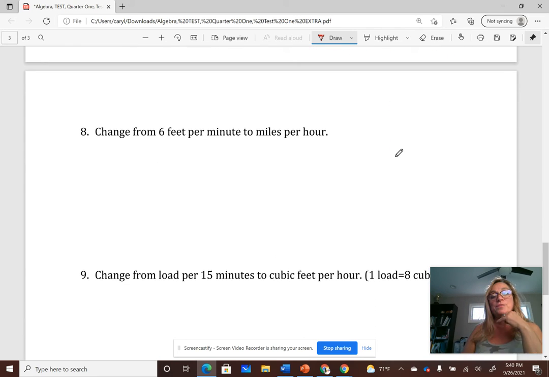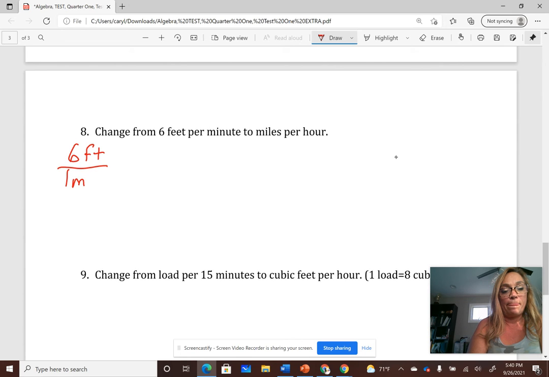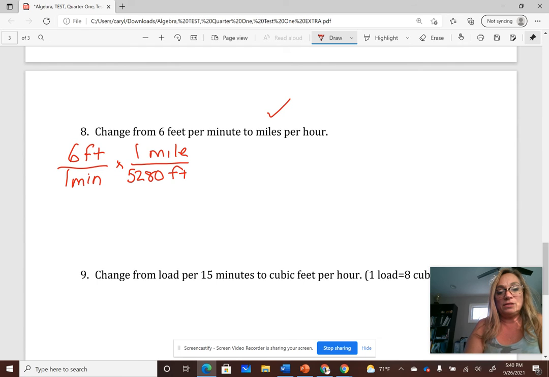Okay, change from 6 feet per minute. So that's my start. And I'm going into miles per hour. So this is where I want to end up. So I'm going to go from feet to miles. There's 5,280 feet in 1 mile. And that takes care of that. Oh, so from minutes to hours, that's not so bad. There are 60 minutes in 1 hour.